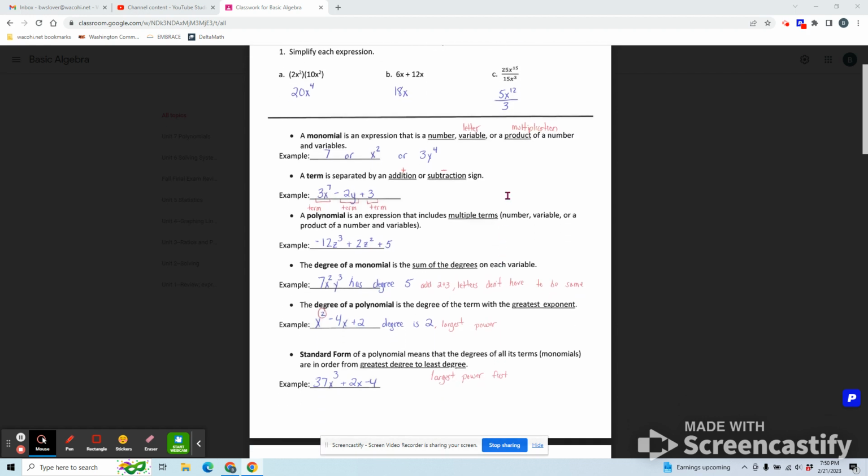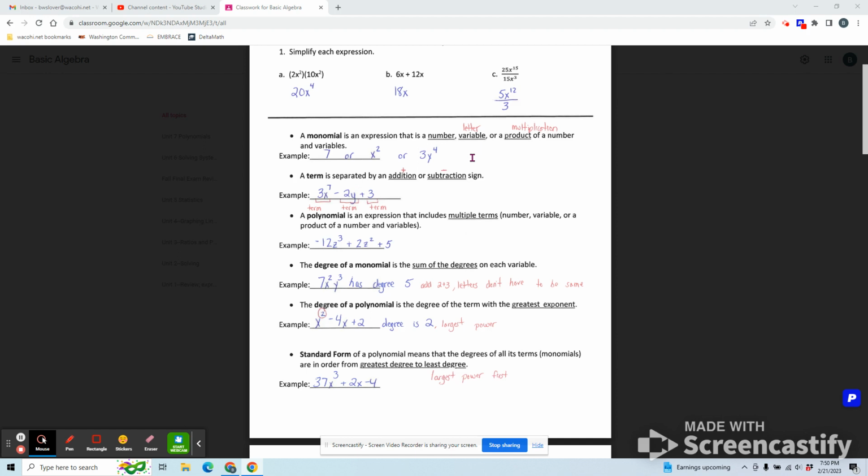All right, so the big focus for today is on vocabulary. So there's going to be a lot of vocabulary. And with that, we're going to come up with a lot of examples. So a monomial is an expression. Remember, an expression just means that there's no equal sign. So everything that we're doing today is not going to have an equal sign.